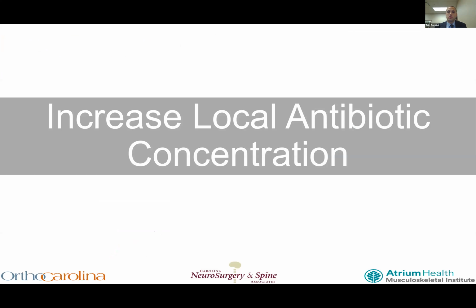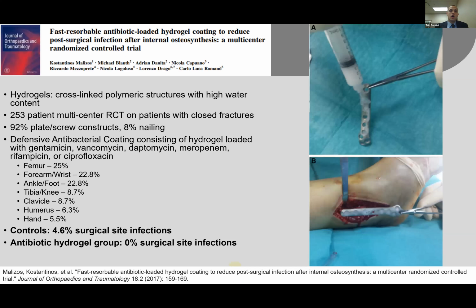Another option is to increase local antibiotic concentrations through novel delivery devices, which could potentially reach that minimal biofilm eradication concentration. The first of those would be hydrogels. These are cross-linked polymeric structures with high water content that allow water to diffuse in and out, potentially allowing for better elution curves than what we see with cement or calcium sulfate, as we were discussing during Dr. Lee's portion of the talk.